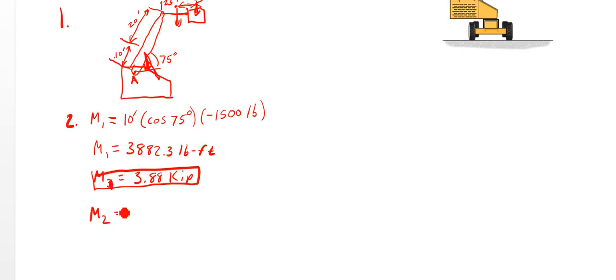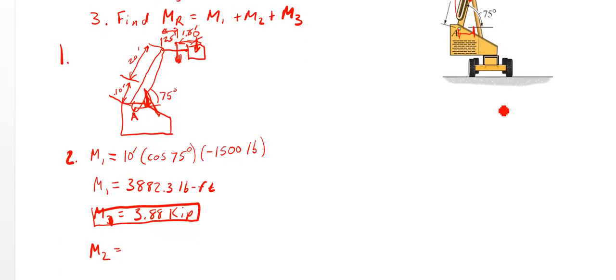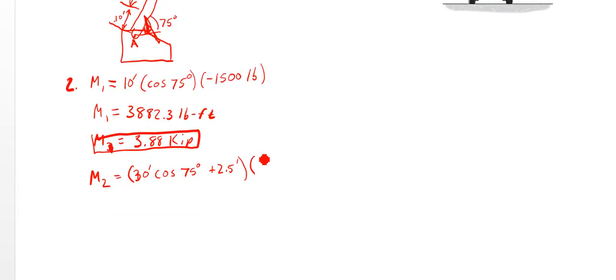M2, this is the moment of the bucket. Looking at our figure, there's G2 coming down, here in my free body diagram. I need the horizontal distance from A to G2. So I can find point B and then add the 2.5 to that. At point B, I have 30 feet times cosine of 75, the horizontal component of that boom, plus 2.5 feet. That gets me to the center of gravity for G2. Then I multiply that by the weight, which was 200 pounds for the basket itself. So M2 is 2,052.9 pound-feet, and to three significant figures, we have 2.05 kips.